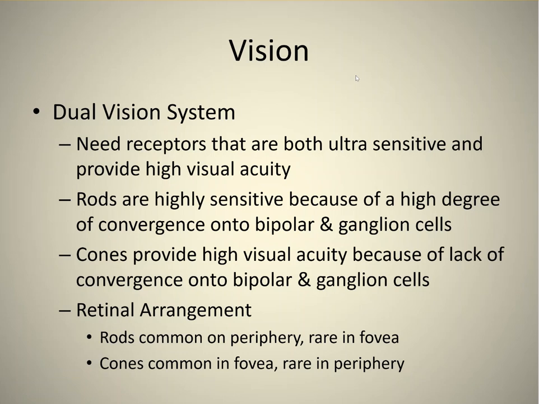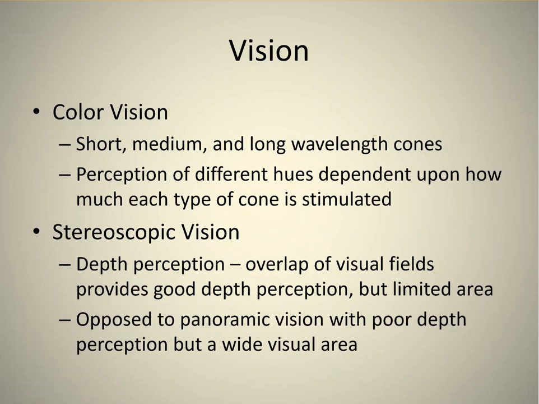Okay, remember the retinal arrangement. Rods are common on the periphery near the ora serrata. They're really rare in the fovea. Cones are exactly opposite. Cones are common in the fovea, and they're rare near the ora serrata. Okay, slide 66, color vision. Again, we've already gone over this. Short, medium, and long wavelength cones. The perception of different hue depends upon how much each type of cone is stimulated by that wavelength of a photon.